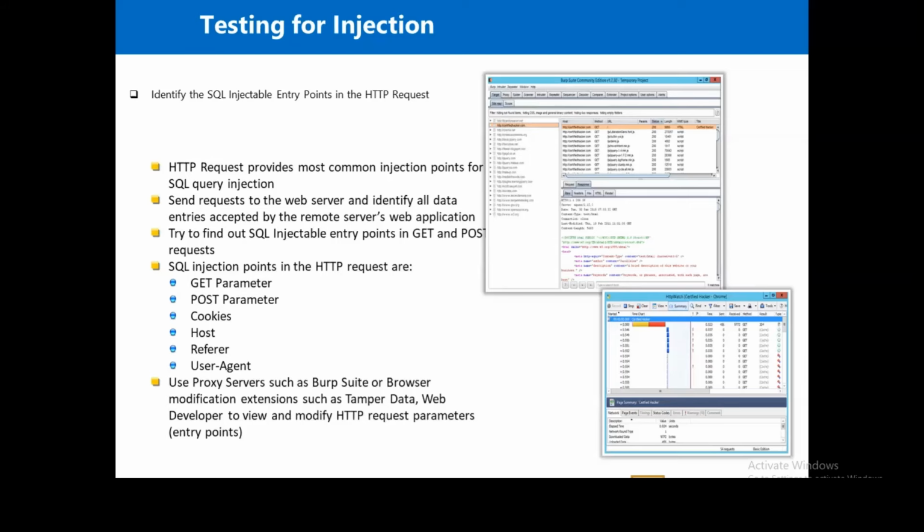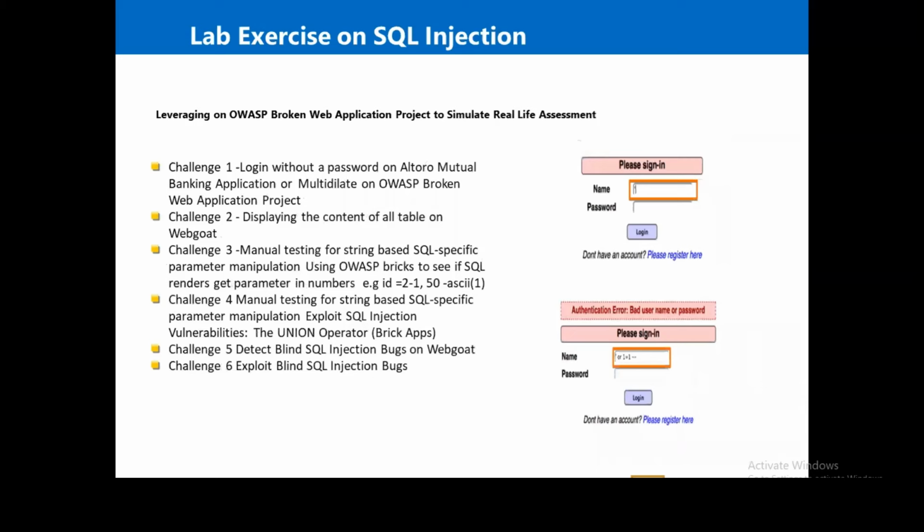So let's quickly do a demonstration on how to leverage an SQL injection to gain access to an application. Let's say that you don't know the username and password for your application, and you've run your vulnerability scan, maybe using your OWASP ZAP or your Nessus or your OpenVAS to conduct a vulnerability assessment. You've identified the vulnerable part.